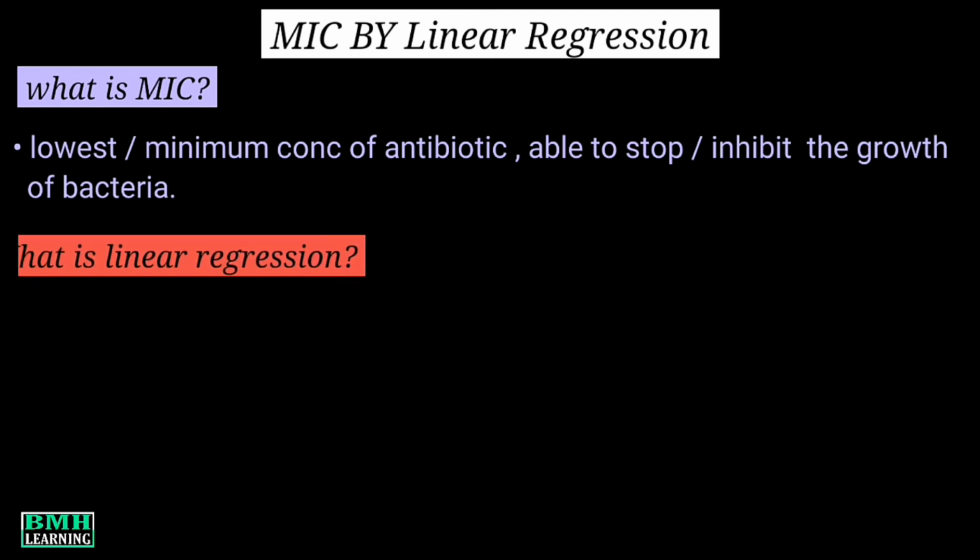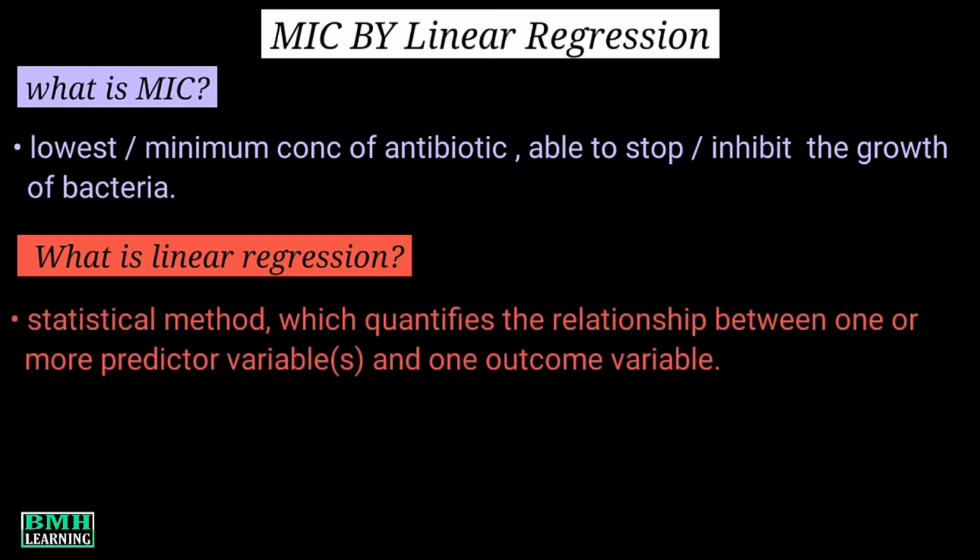So first of all, what is linear regression? It's a statistical analysis method which quantifies the relationship between one or more predictor variables and one outcome variable. Or in other words, it's used when we want to predict the value of a variable based on the value of another variable.